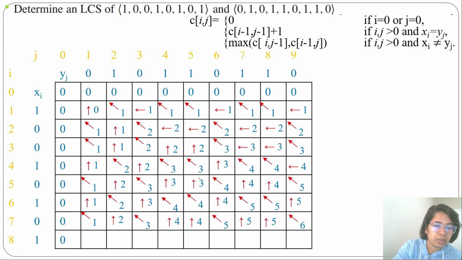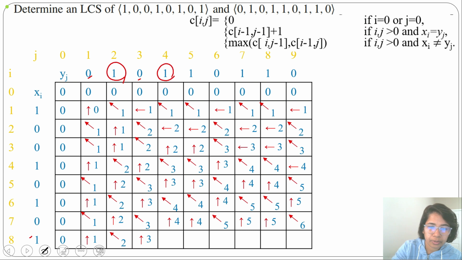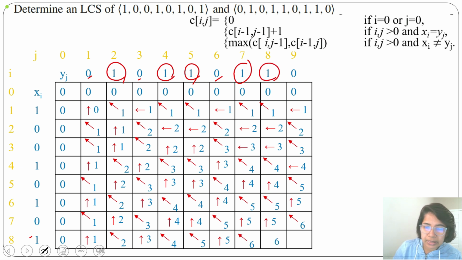Next, 8th row, 1 not equals to 0, so write 1, arrow will be up. Then 1 equals to 1, so 1 plus 1, 2, arrow toward left corner. 1 not equals to 0, 3, arrow up. 1 equals to 1, 3 plus 1, it's 4, arrow to our left corner. 1 equals to 1, 4 plus 1, 5, arrow to our left corner. 1 not equals to 0, 5, arrow up. 1 equals to 1, 5 plus 1, 6, arrow to our left corner. Then 1 not equals to 0, we'll write 6, arrow will be up.